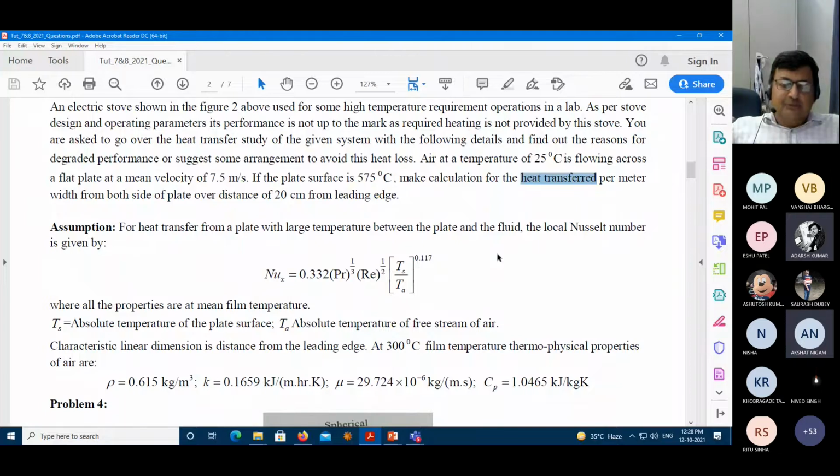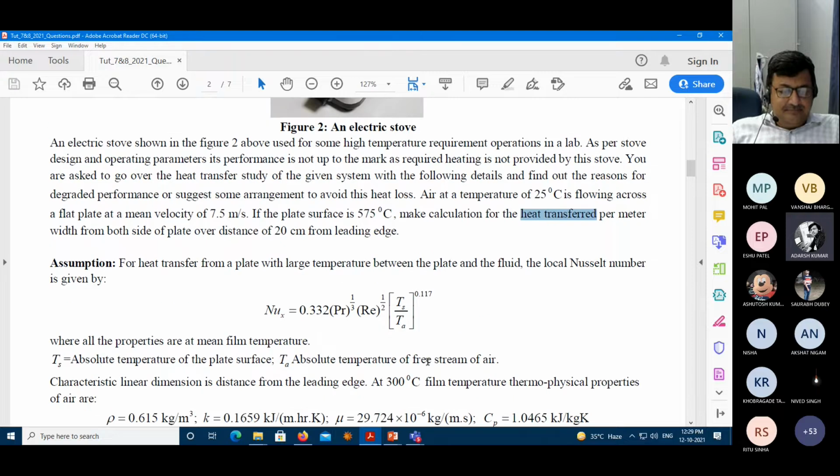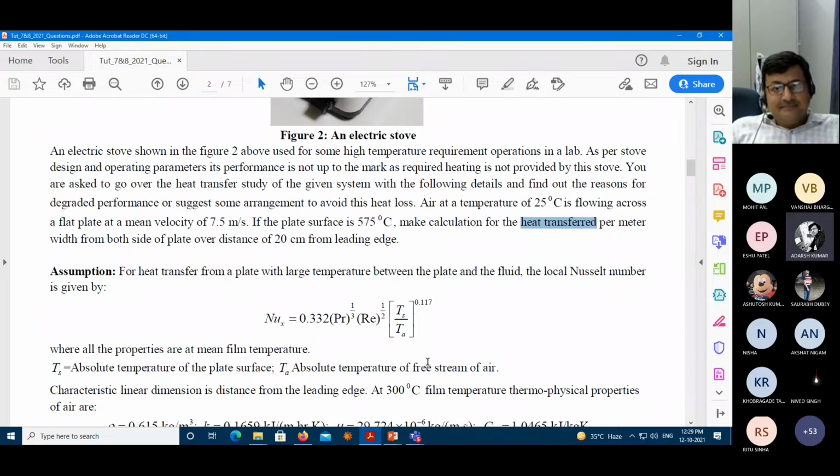Yes. In this one, which are the things that you do not know? Delta T, what is delta T here? The delta T is given. 575 minus 25. You have given the delta T, right? Yes, sir. What will be the A here? The plate dimension is given to you. What is that? So you are given the plate distance is about 20 centimeter. 20 centimeter above the leading edge. And per meter, right? So 20 centimeter into 1 meter, right? That is your area is given.